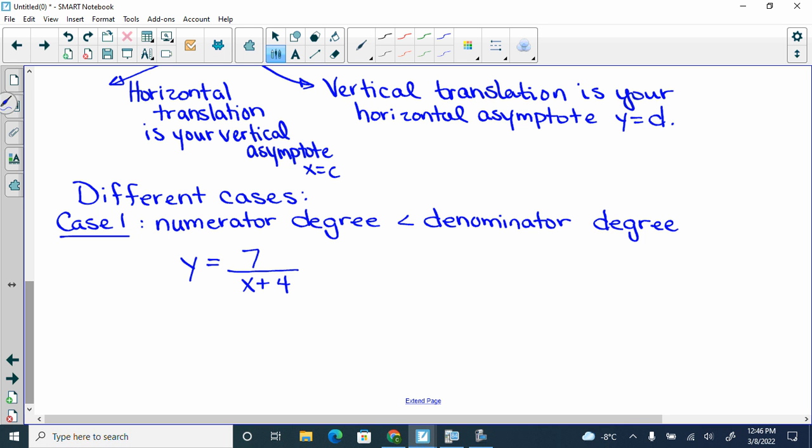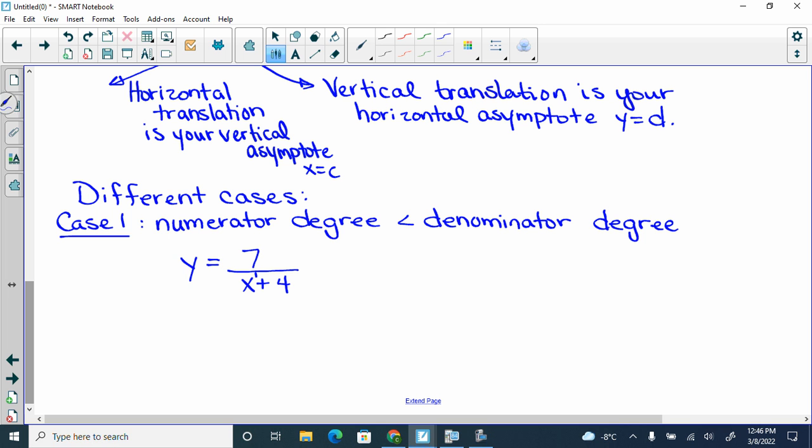So the degree is the largest exponent number, right? So when we have y equals 7 over x plus 4, our degree of the numerator is actually x to the 0. So it's degree 0. And then this one is degree 1. So the numerator is a smaller degree than the denominator. We agree? When that happens, we still do our vertical asymptotes the same.